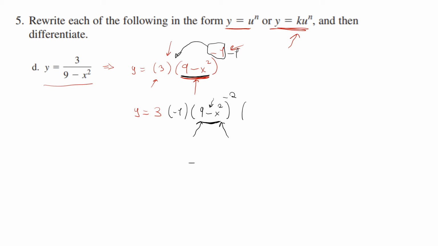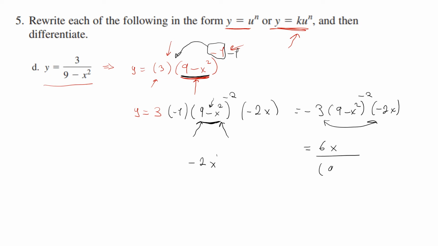So -1 is there. And then we're going to put 2 to the front, keep x the same, and do -1 to the 2, which would give me just 1. And I'm going to write that as -2x. Now from here I can actually get -3, 9 minus x squared to the power of -2, and then -2x. I'm going to multiply these two together to get 6x all over 9 minus x squared to the power of 2.